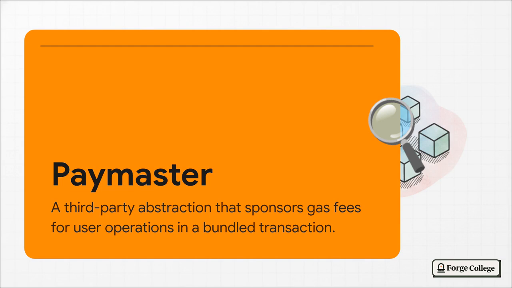A Paymaster is essentially the generous benefactor of the Web3 world. It's a smart contract, a third-party abstraction that steps right in and says, hey, I'll take care of that. It sponsors the gas fees for individual user operations inside a bundled transaction. This is huge, because it means users don't have to hold the native token just to participate.